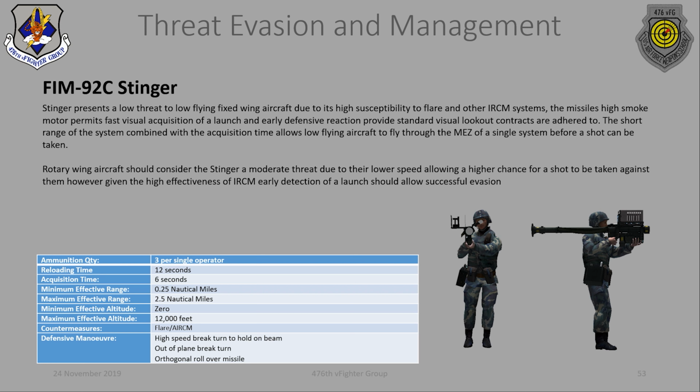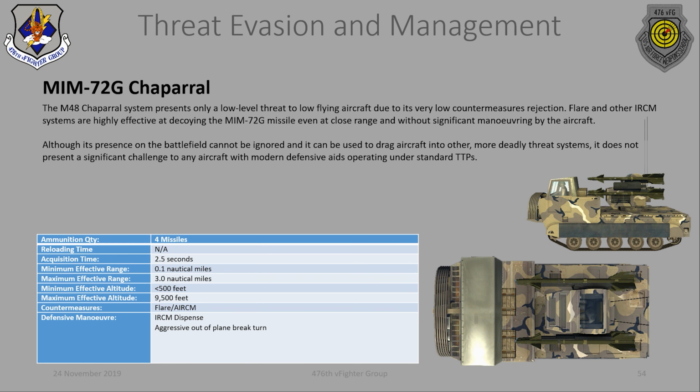As with most systems, stick it on the beam, get the countermeasures out if you've got time, although given its short range, not that easy. Out of plane break turn, generally quite effective, as is the orthogonal roll. If you can get over the top of the missile and just out G it, which isn't that difficult, it's pretty easy to defeat.